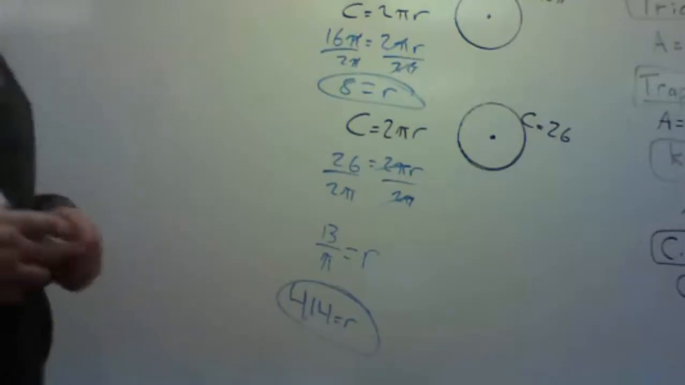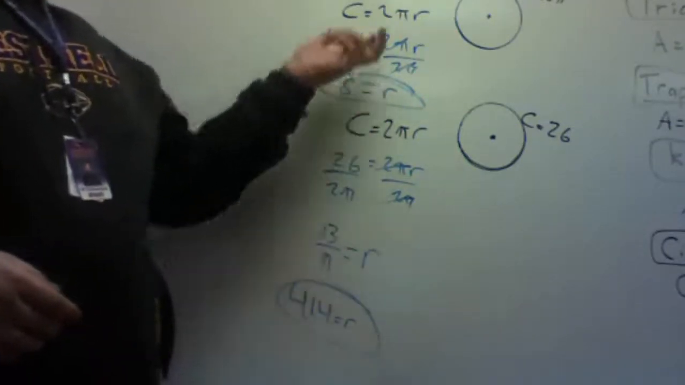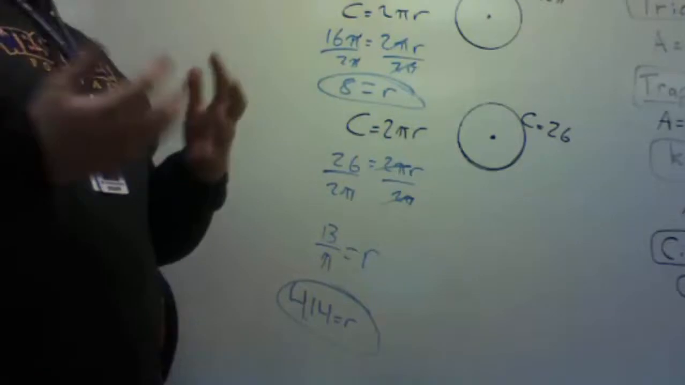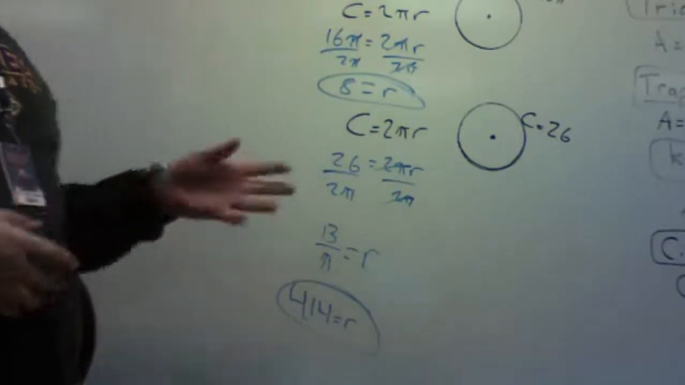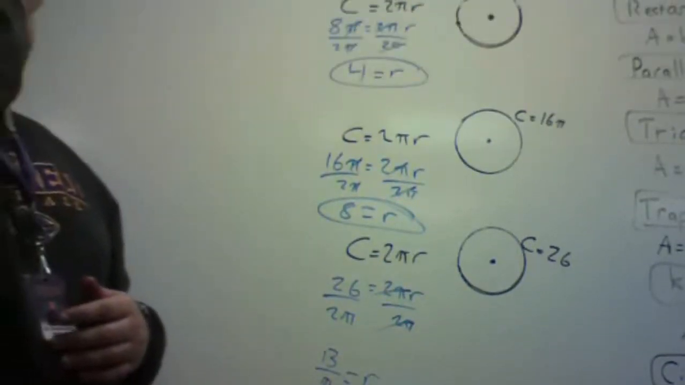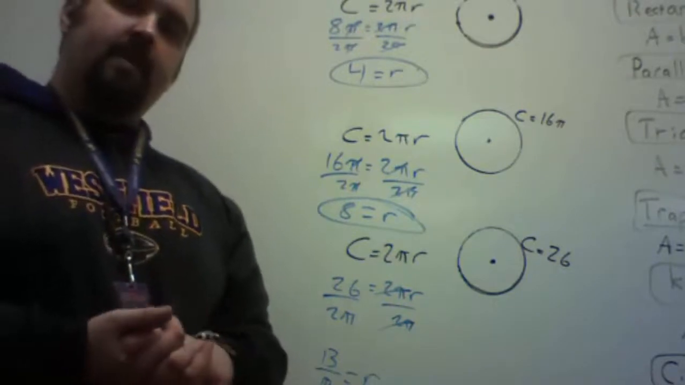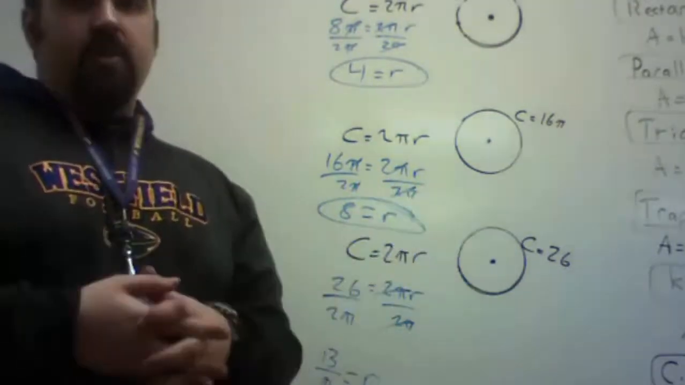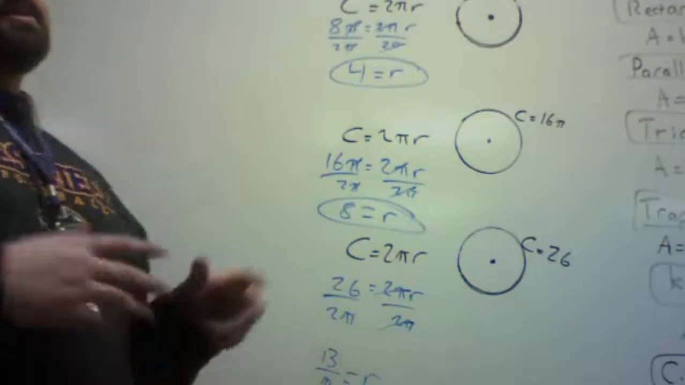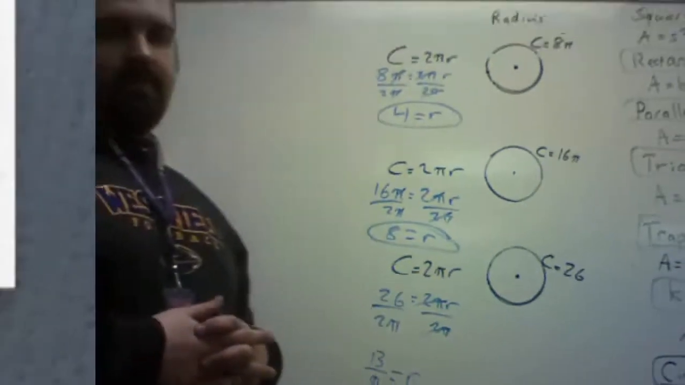Pi doesn't always cancel out. It just happens that whenever the circumference is 16 pi or 8 pi, it's nice to us. Whenever it's not, we actually have to figure it out. Alright, that's real quick how to find the circumference. And honestly, this is where I would normally stop for the first day.